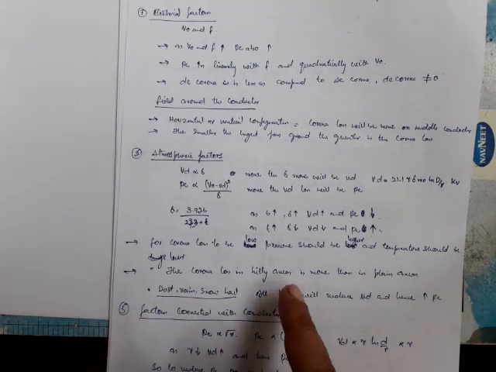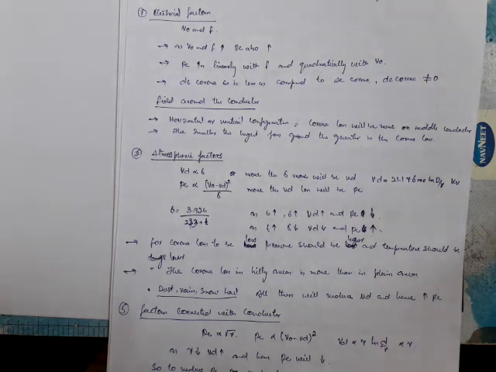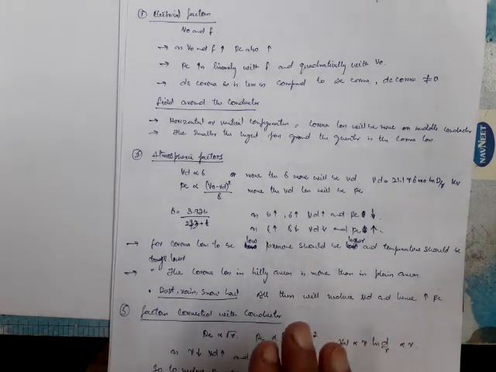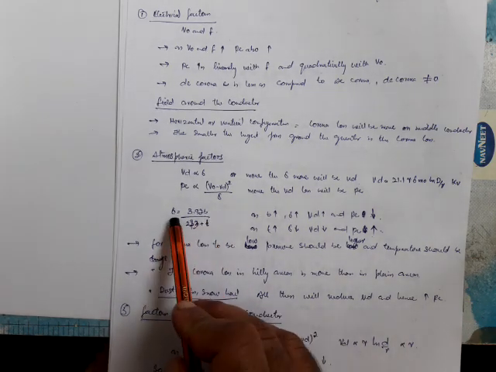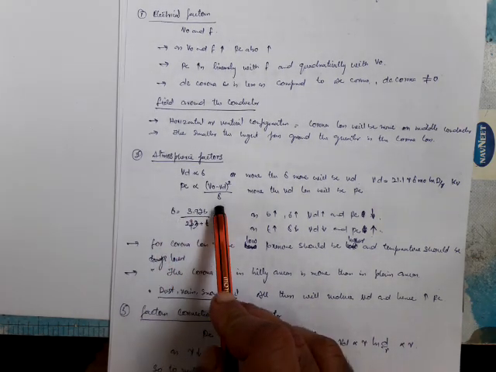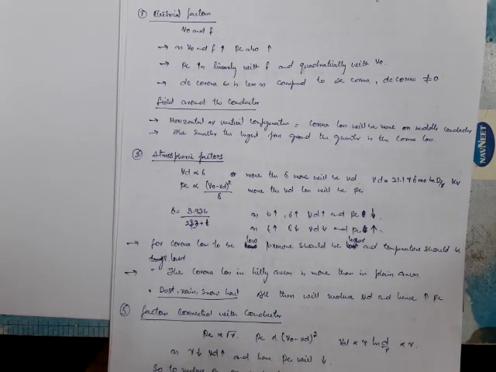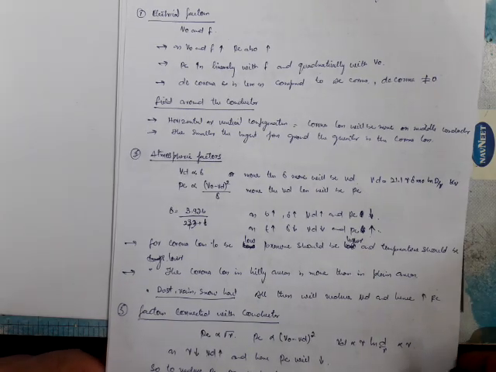The corona loss in hilly areas is more than in the plain areas. It is because in hilly areas the pressure decreases, but the temperature remains almost constant. As pressure decreases, the delta will decrease. As delta decreases, the corona loss will increase. That is why in hilly areas corona loss will be more as compared to the plain areas.